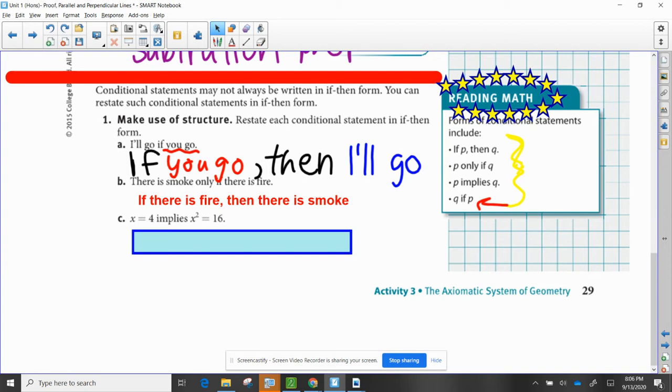All right, C then is using that implies form. Okay, so it's kind of this one here, P implies Q. But they're saying x equals 4 implies that x squared is equal to 16. So go ahead and rewrite that using an if-then statement.